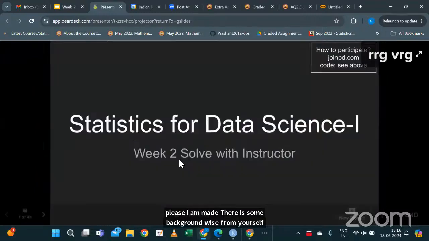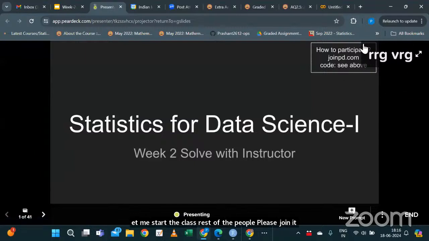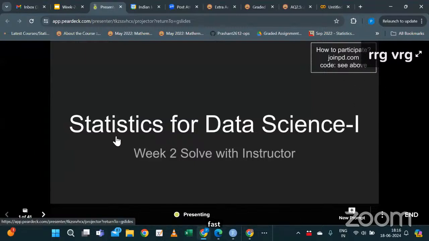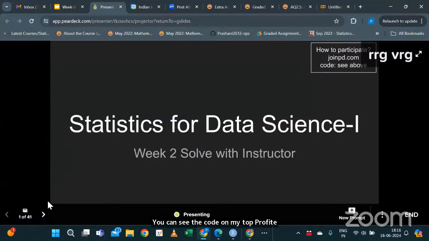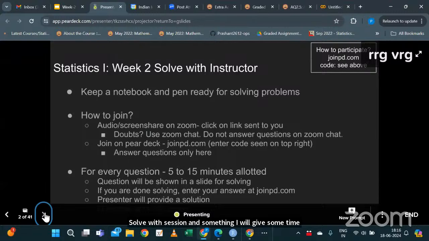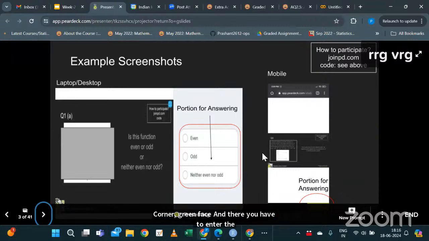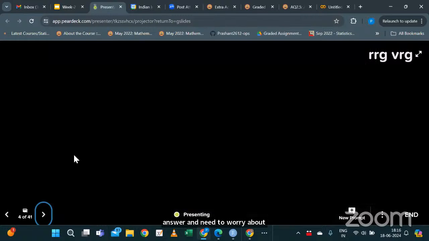So let me start the class. Rest of the people, please join first. You can see the code on my top right corner on my screen. This is for the week 2 solve-it session, and I will give some time as per the level of the question. You will see a green face on the bottom corner of your screen, and there you have to enter the answer. Submission will be automatic, no need to worry about submission. Let's start.